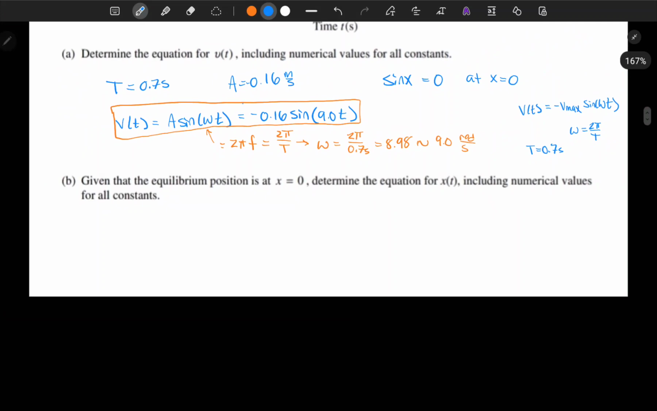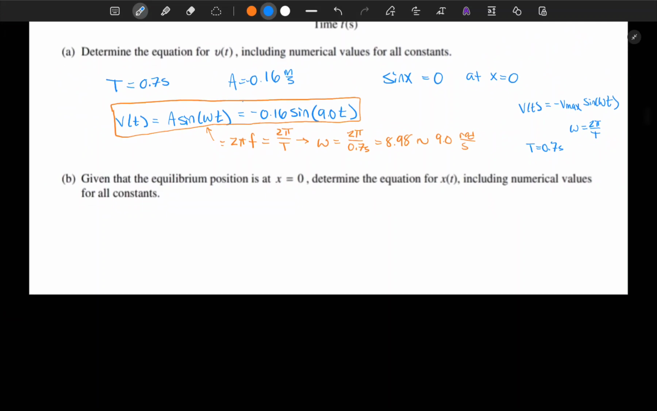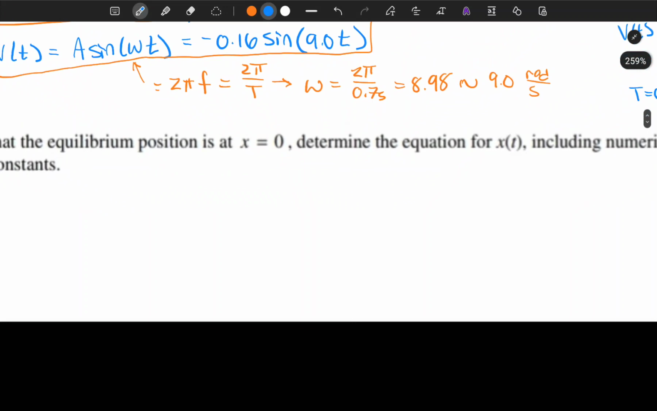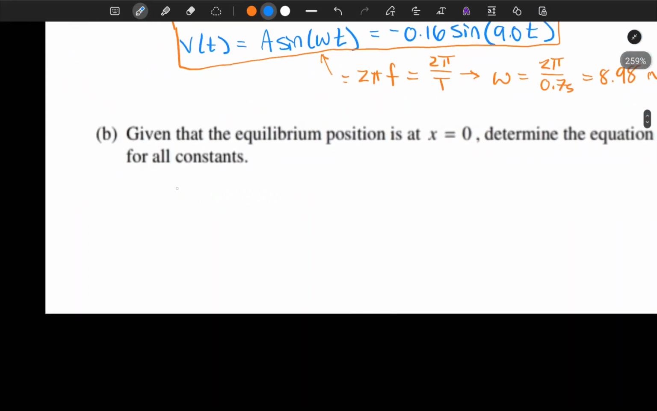Next, given that the equilibrium position is at x equal to 0, we wish to determine the equation for x of t, including numerical values for all constants. Well, to start, we note that the integration from 0 to t of v of t dt should give you the position x of t.